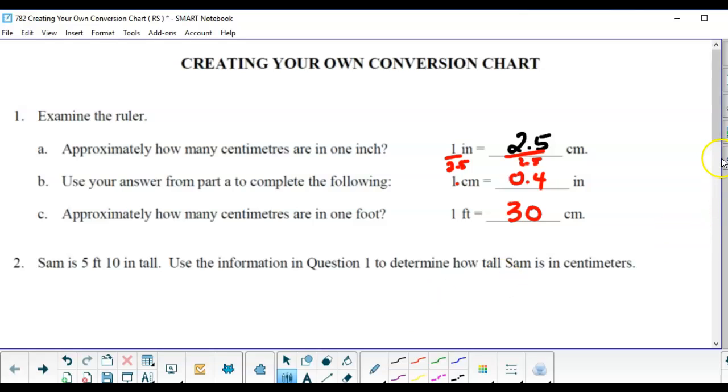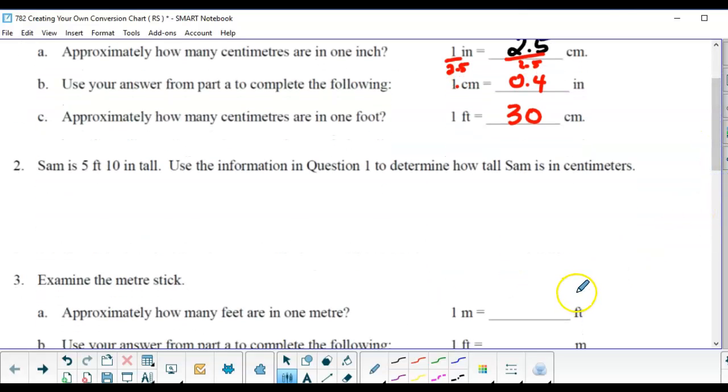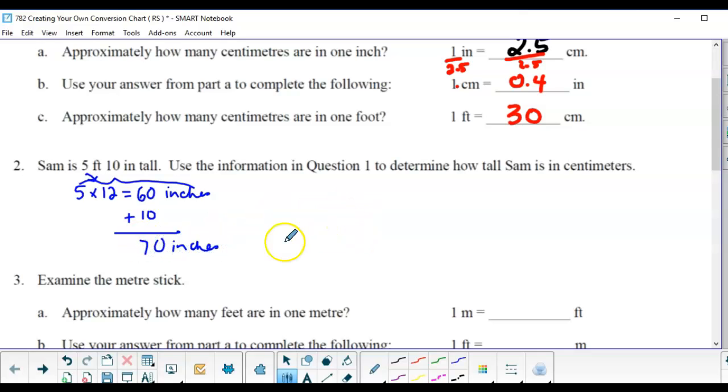Sam is 5 feet 10 inches tall. Use the information in question 1 to determine how tall Sam is in centimeters. So for 5 feet 10 inches, we want to convert that all to inches. 5 times 12 is 60 inches for this part, and then we want to add 10. So that's going to be 70 inches. Then to get it into centimeters, we multiply by 2.5 centimeters in an inch. That's the approximate. So 2.5 times 70 would be 140 plus 35, which is 175 centimeters.